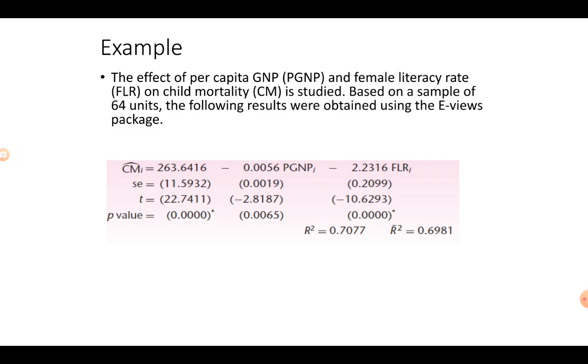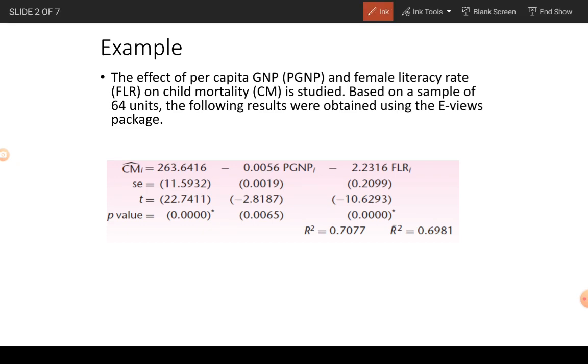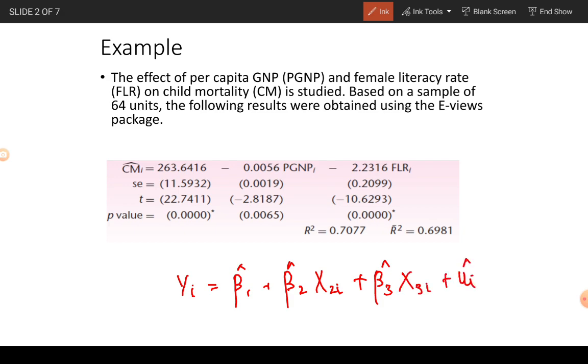We will continue to use the same example that we did earlier. The generalized form of the model that was run was yi is equal to beta 1 hat plus beta 2 hat x2i plus beta 3 hat x3i plus ui hat, where the dependent variable yi is child mortality and the independent variables x2 and x3 were per capita GNP and female literacy rate. So the effect of these two variables has been studied on the variable child mortality. The sample on which this output is based consisted of 64 units.